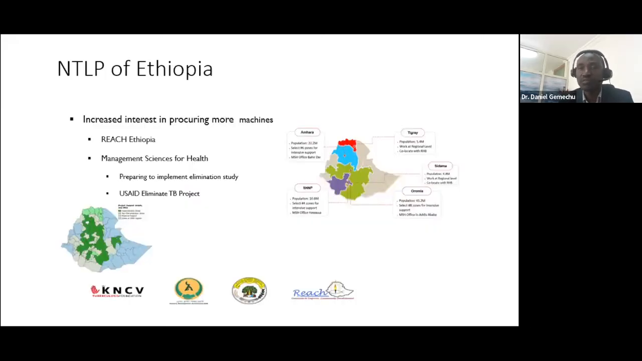So based on experience from this, there has been increasing interest in the country to implement this technology. There are local partners now coming in and trying to procure more technology to be used in their operation areas. One is registered as a local organization, which is now trying to get more technology to be used in urban areas.